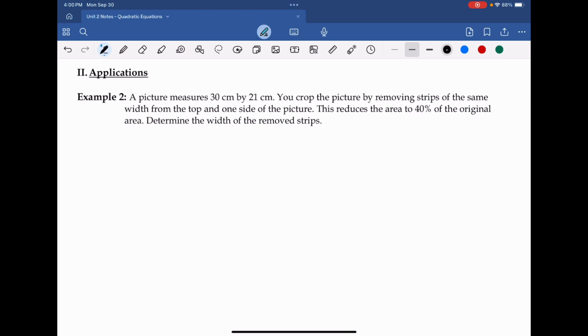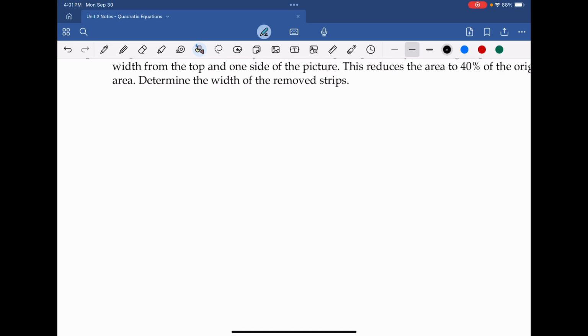A picture measures 30 by 21, and we want to crop the picture by removing the same amount from the width and the length of the picture. This is going to reduce the overall area of that picture by 40% of the original area. Determine the width of those strips removed in order to make this 40% of the original area. All right, let's draw a picture here, because without the picture, I think this is sometimes tough to visualize.